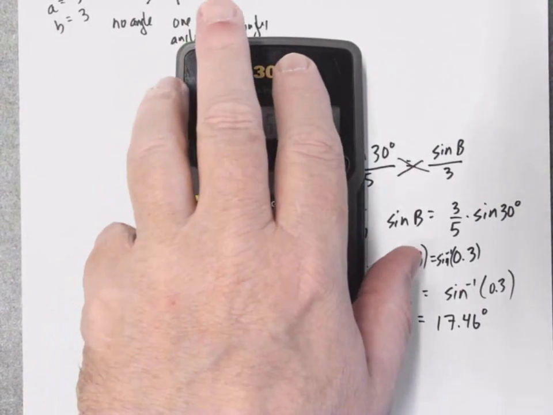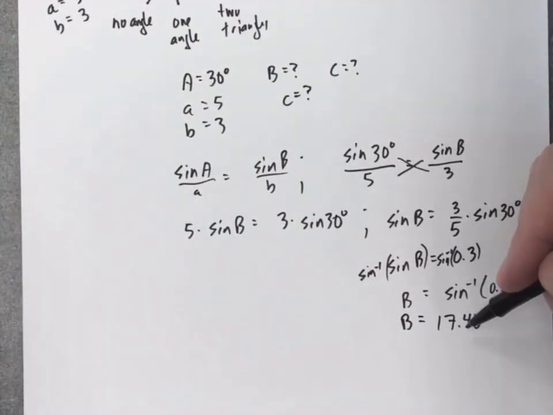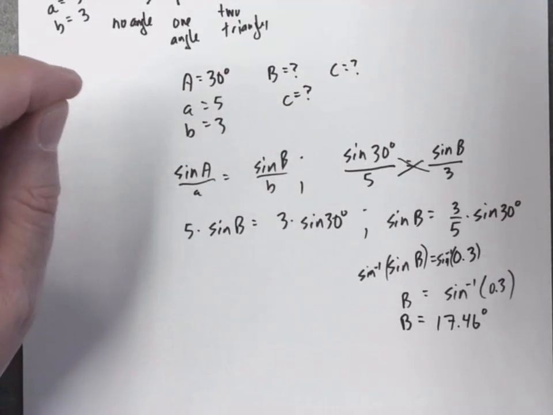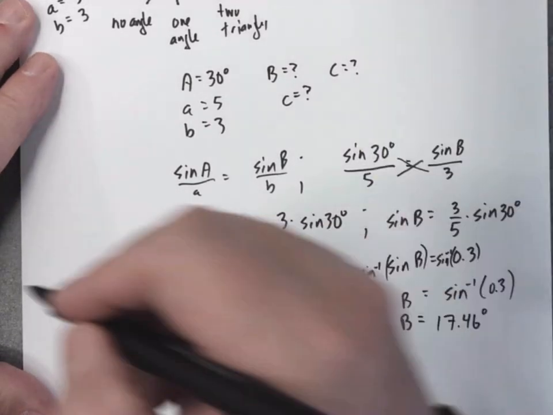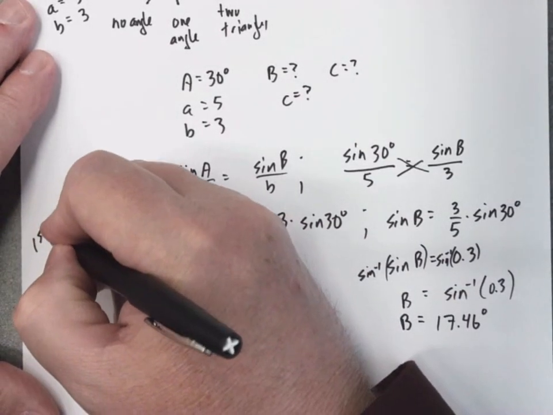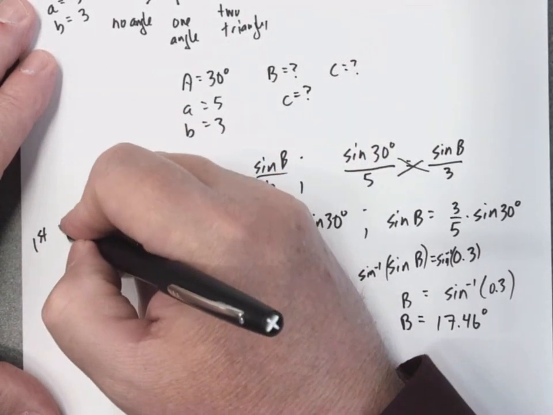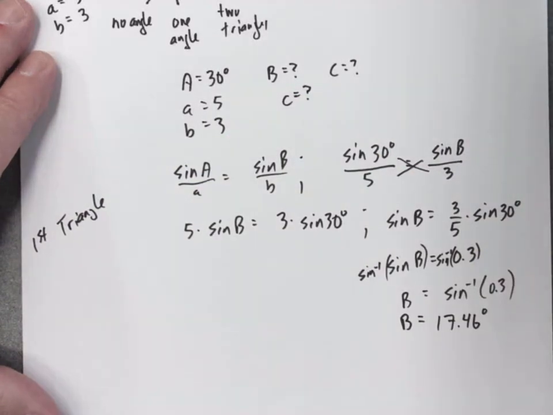So what I'm going to do now, I'm going to go ahead and finish this triangle. So this will be hopefully my first triangle. Let me keep track of things over here. So I don't know if I've got 1 triangle, 2 triangles, or no triangle, but let me keep track of what I have so far. I'll call this the first triangle.